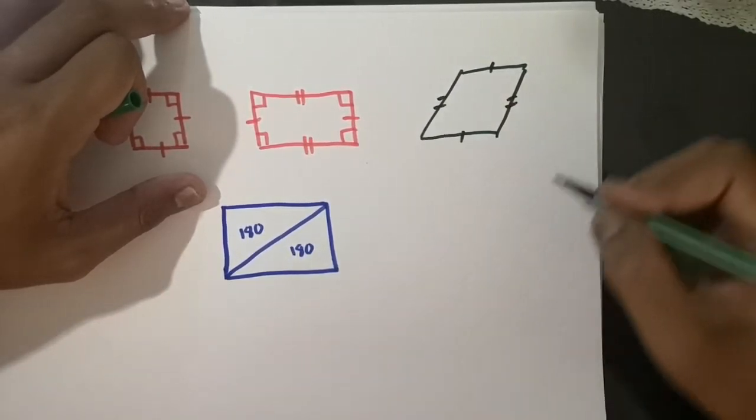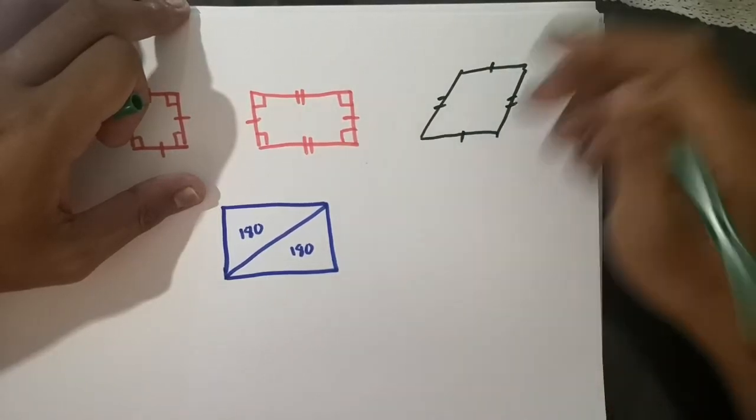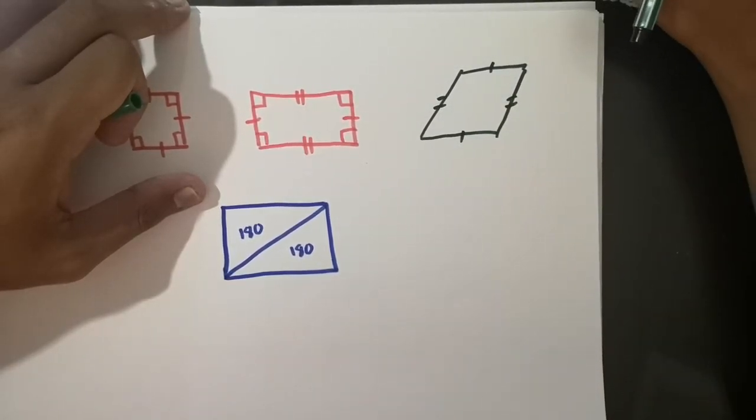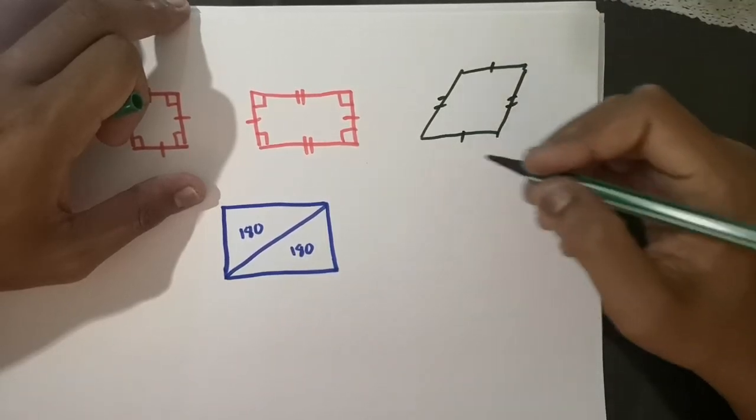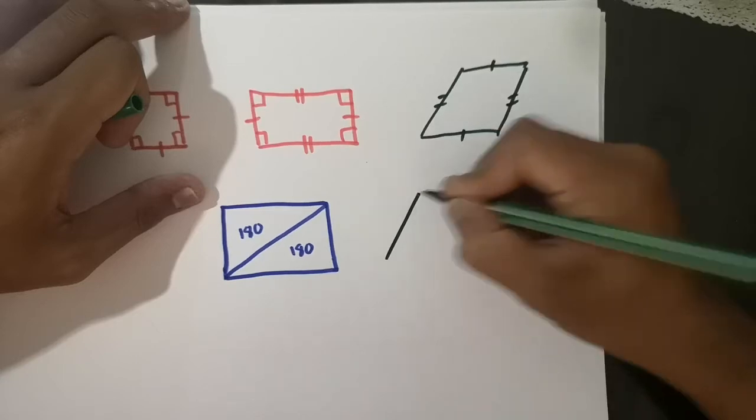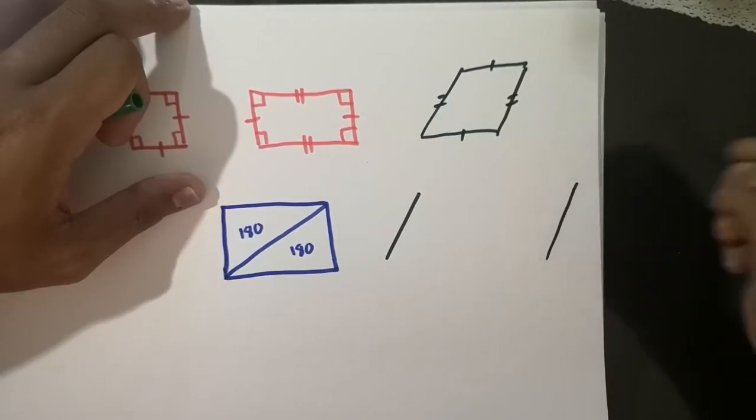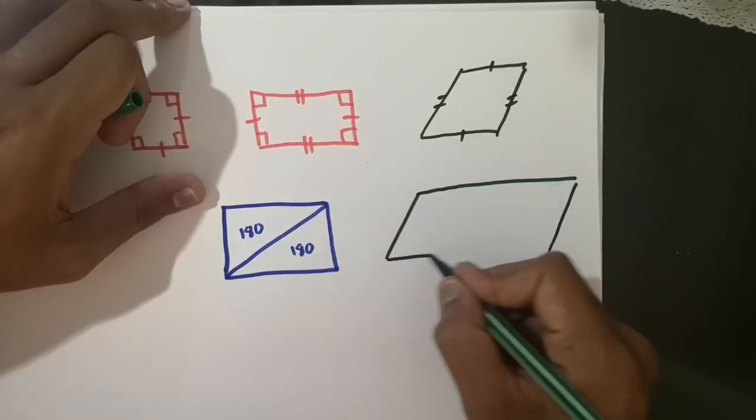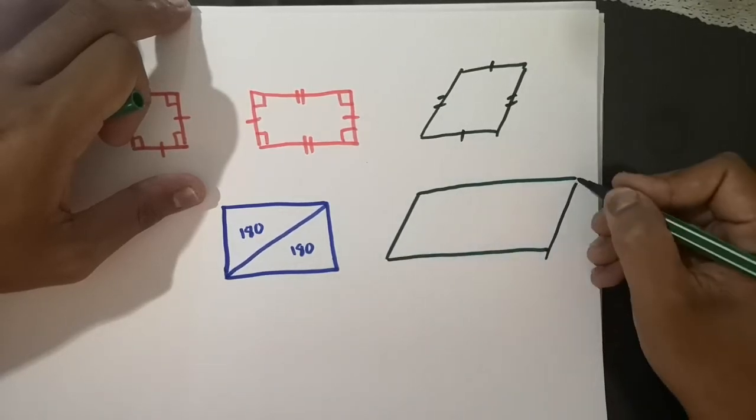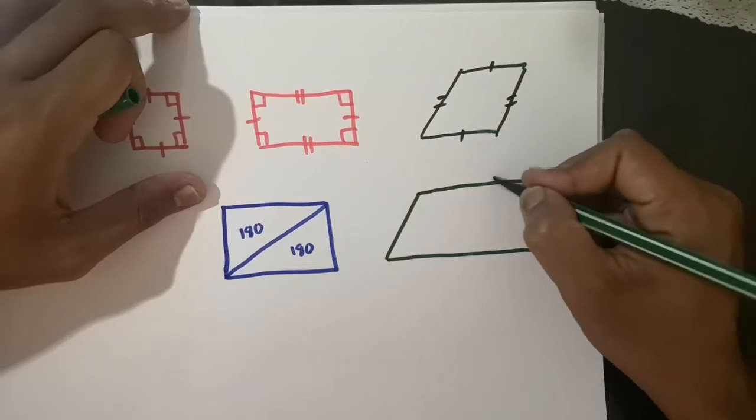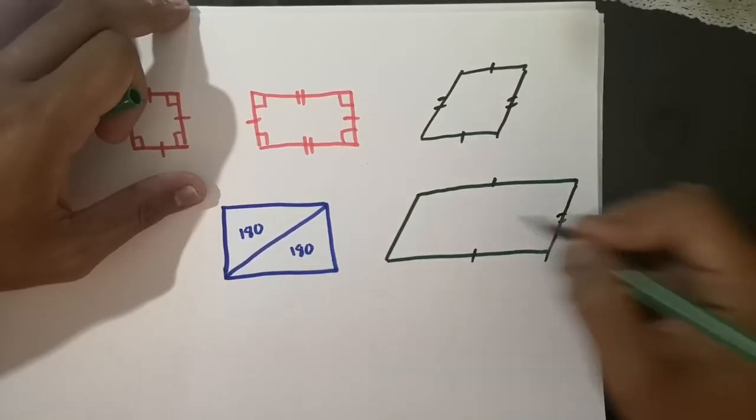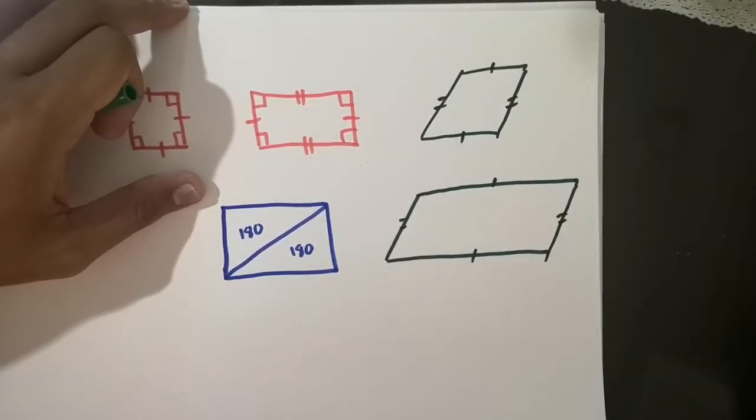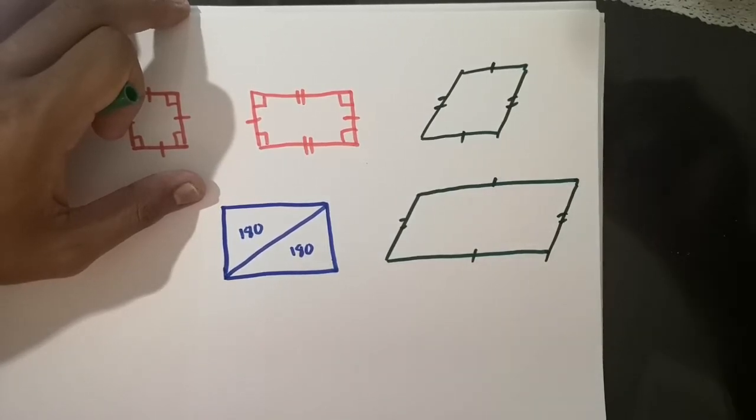Okay. A parallelogram is also made up of two pairs of parallel sides. So it will look something like this. Okay. This and this are the same. This and this are the same. So the distinct difference between a parallelogram and a rhombus is two things.